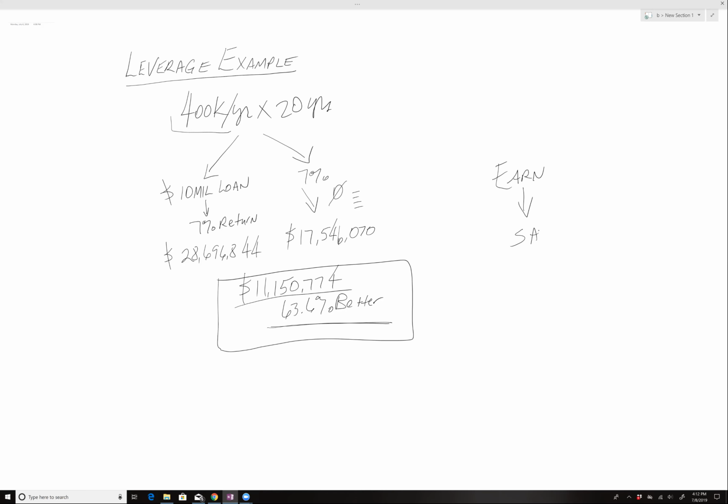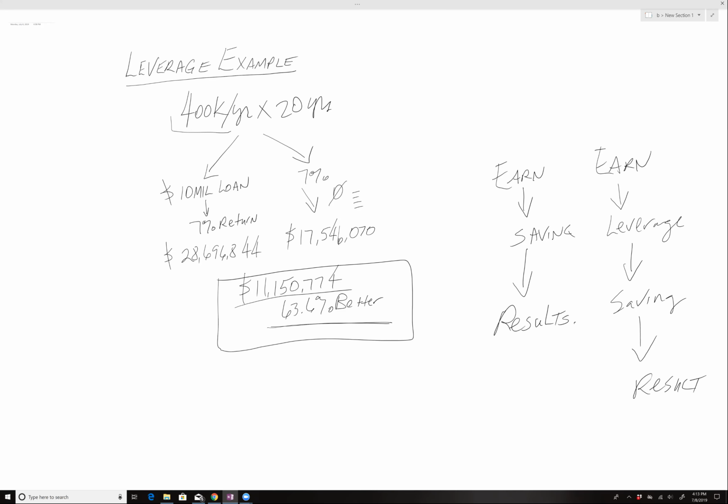Because instead of earning and then saving, the second example is earning, using leverage, saving, and the result is a huge difference in the results. And this is a super simple example of leverage.